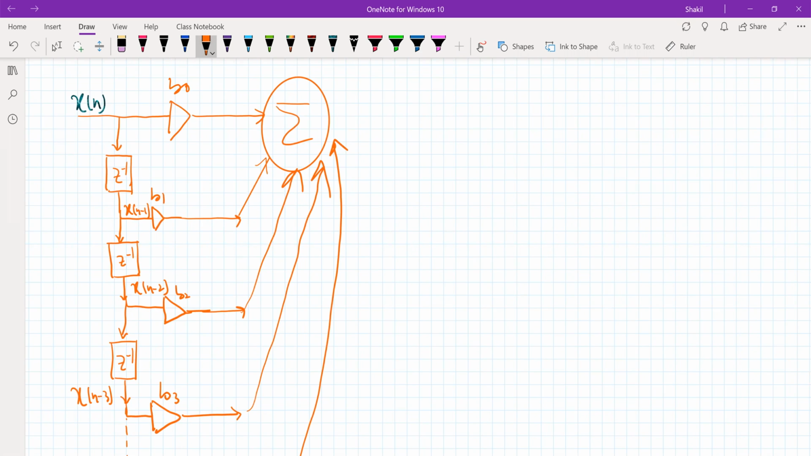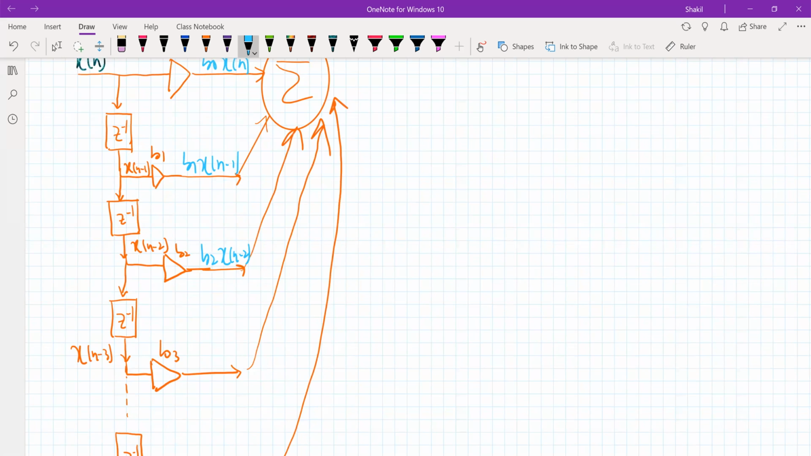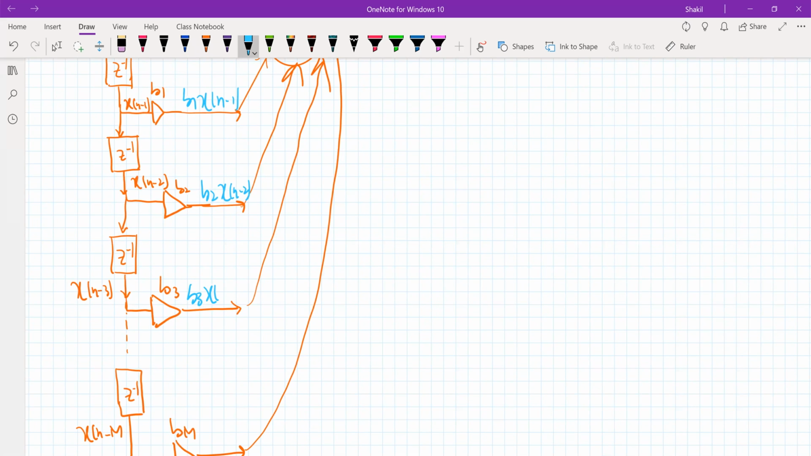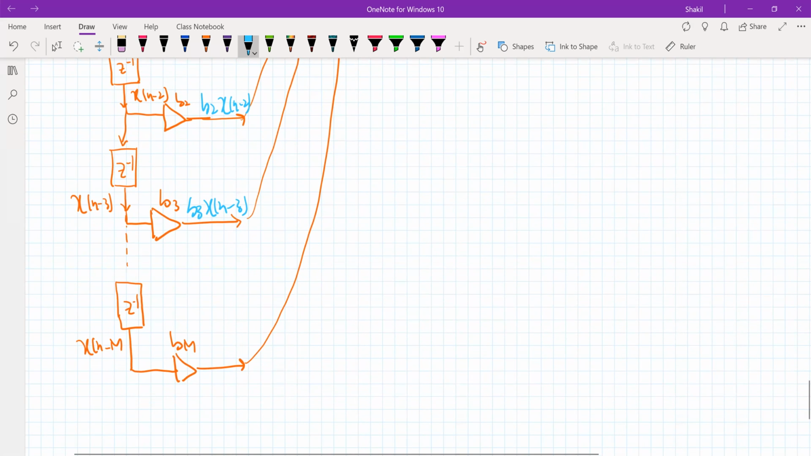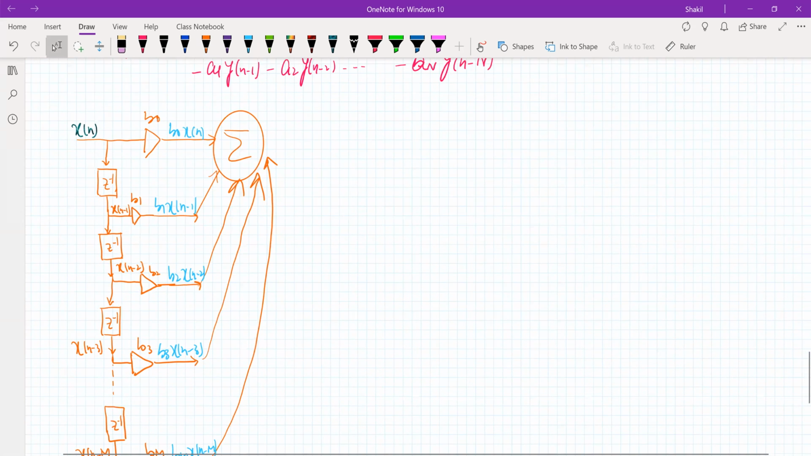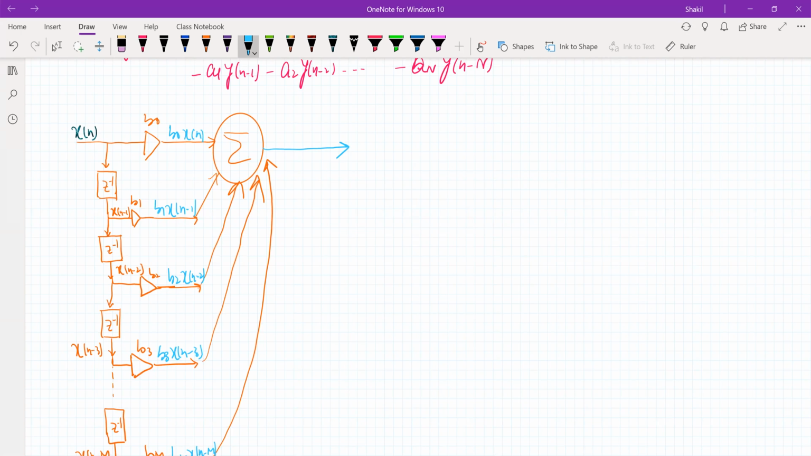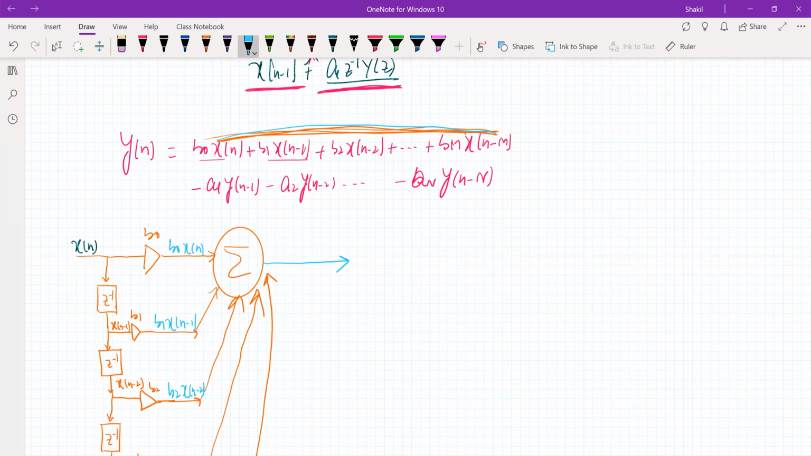Before I pass it, it will be x of n. So what I have here will be b0 x of n. Here I have b1 x of n minus 1. Here I have b2 x of n minus 2. Here I have b3 x of n minus 3. Here I have bm x of n minus m. This is what I have available here, and this will give us this part.